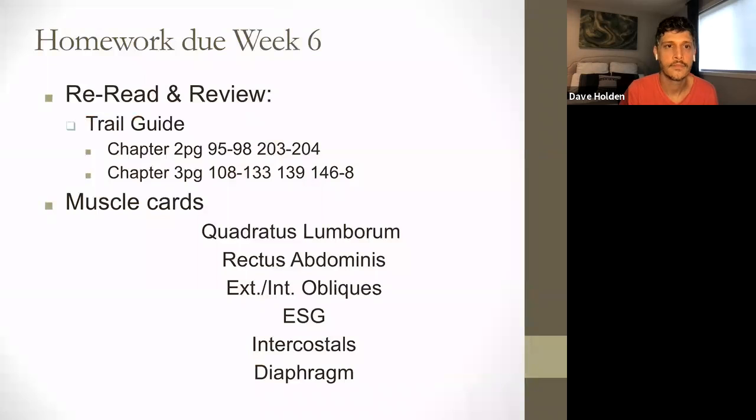All right. Muscle cards. As the slideshow noted, you do not need muscle cards for the erector spinae group. That's way too much stuff. But QL, the 4 muscles of the abdominal group, rectus abdominis, internal oblique, external oblique, transverse abdominis, intercostals, and diaphragm. 7 cards. Those will be due next week. Please do not forget to take the midterm. It is on Moodle. Your deadline is Thursday at 2:30 when we begin class.